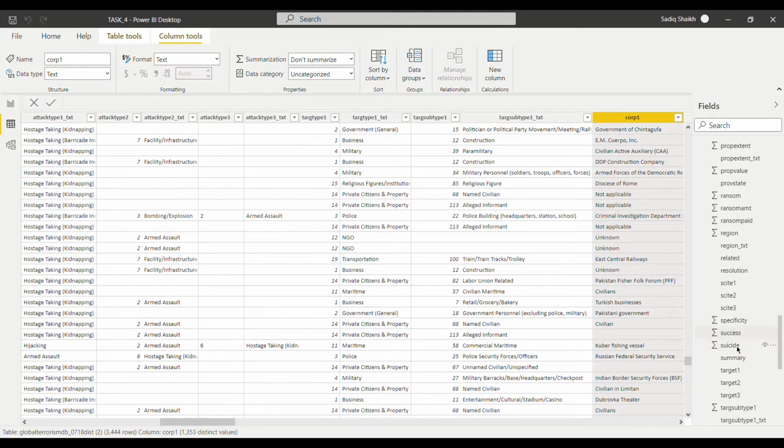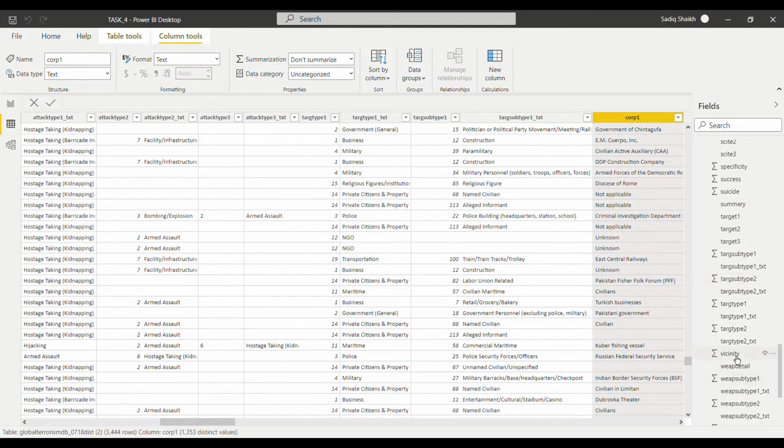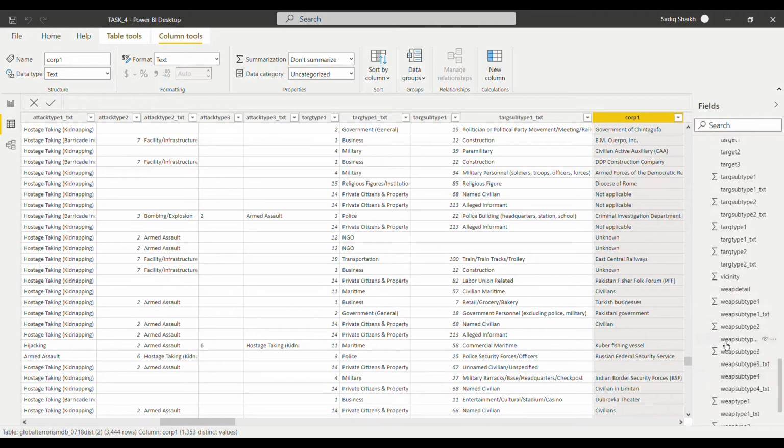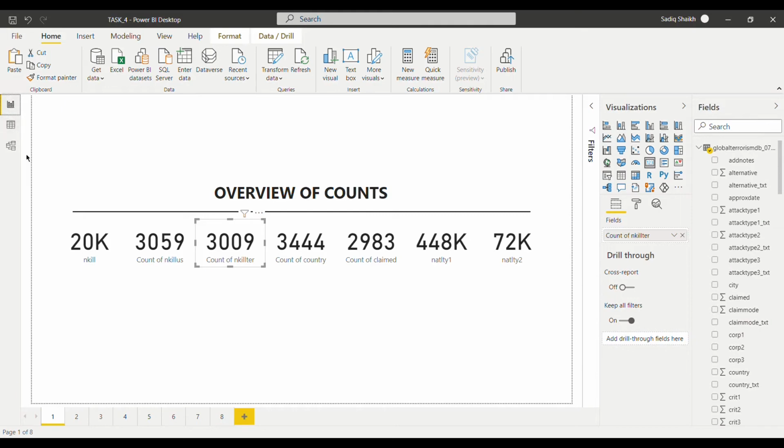Then suicide, number of success, and then target is the value of the locations where this terrorism has been happening. The target values are also there. Then the weapon types, the weapon code, and the weapon names. So all these things are in the data set. There are many repeating columns, like weapon subtype 1, weapon subtype 2, but subtype 2 and subtype 3 are just null values. Basically they have more null values, so we are just going to avoid all these and pick up the important ones. So let's move to the analysis part.